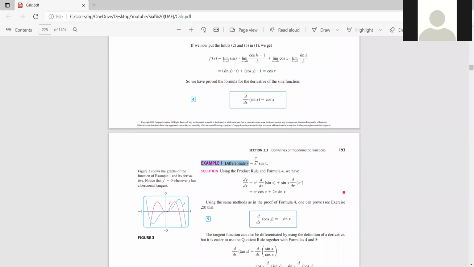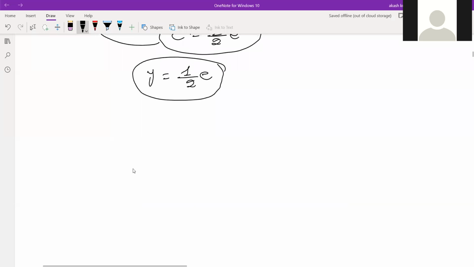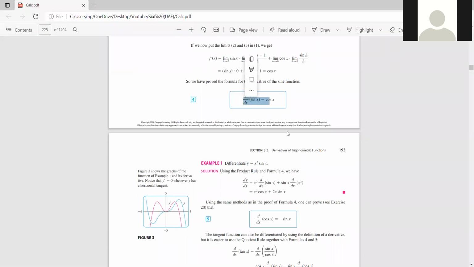So let's do example number 1, where we have to differentiate y equals x square sine x. You said the derivative of cosine is what? Sorry? You were saying something about the derivative of cosine, or sine. The derivative of sine x is cosine x. Okay. Sine x derivative is cos x.